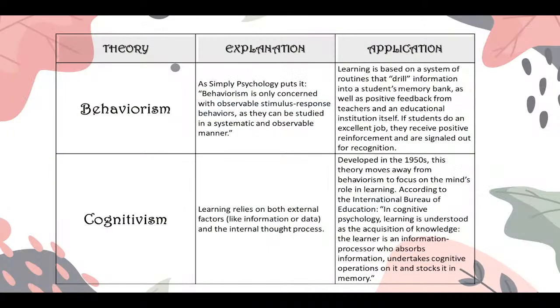So we can see here 5 theories. So here is theory, explanation, and application. So first of all is behaviorism. We also know behaviorism in psychology. So as Simply Psychology puts it, behaviorism is only concerned with observable stimulus-response behaviors, and they can be studied in a systematic and observable manner.